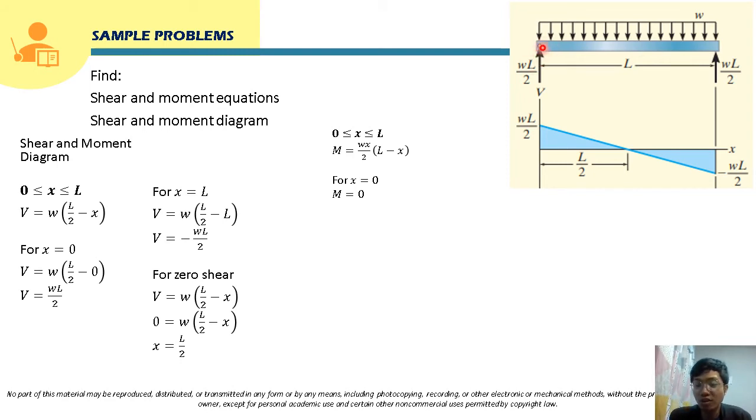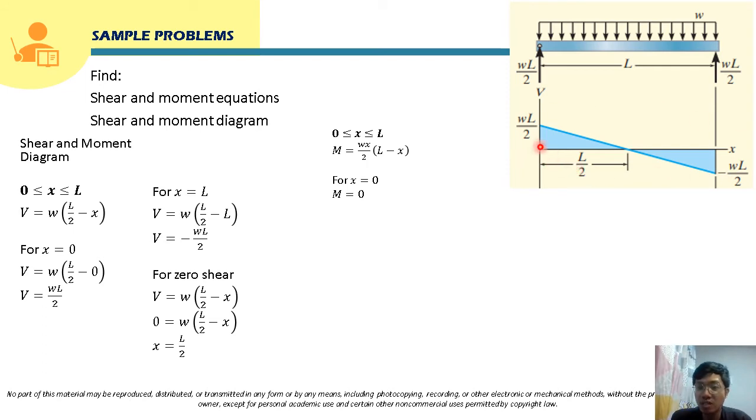Why? Because there's really no moment at this point, right? There's no moment at the leftmost part of the beam. So the moment here, class, will be 0. Same with the other end: if x is equal to L, later on I will show you that the moment will just be 0 also. And if you are going to plot the moment diagram, we will depend on the shear diagram.